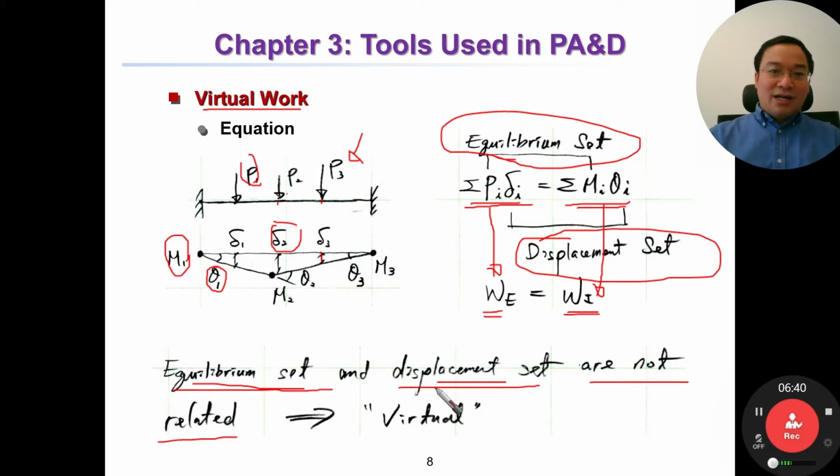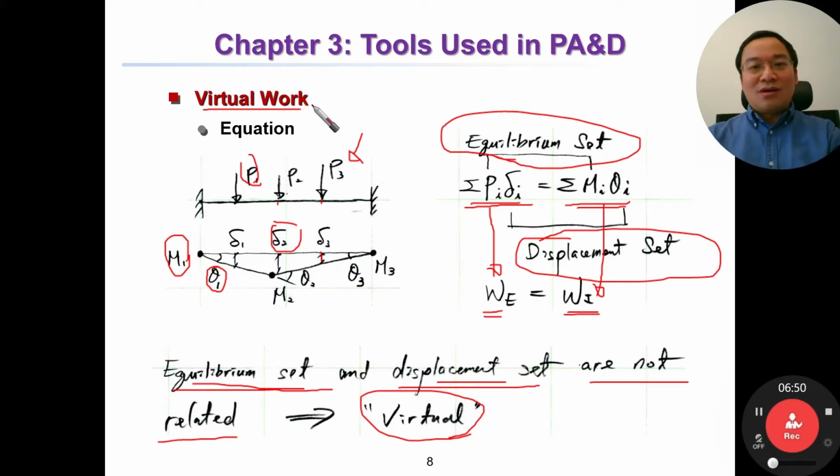That's why it is called virtual. Work is work. And virtual means the equilibrium set and displacement set are independent of each other. That is a very interesting point of this approach.